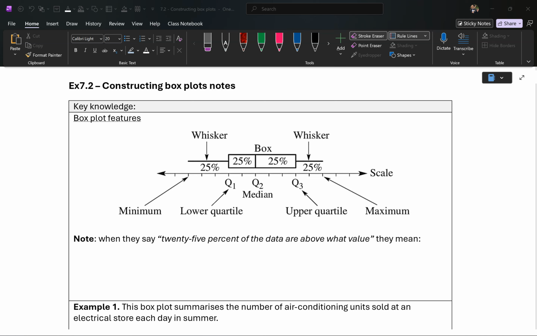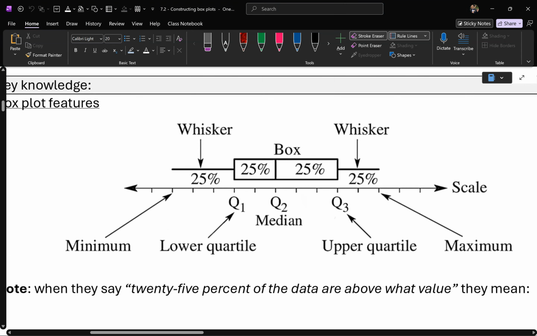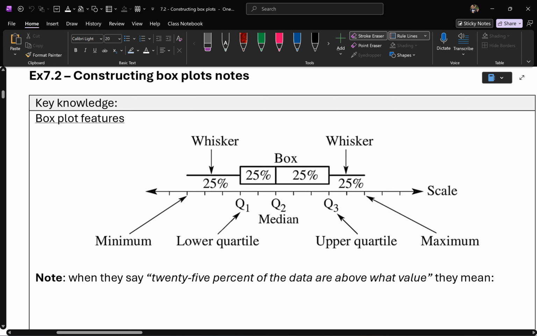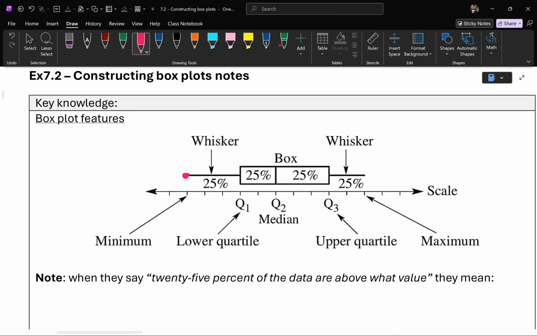Let's go. So 7.2, constructing box plots. When you're constructing a box plot, there are 5 key points that you must have. 1, it's the minimum. Minimums, usually you're meant to put a dot at the end. Okay, so a dot to represent a minimum. Then your next one is the lower quartile, Q1. We use a vertical line to represent where it is on the x-axis.